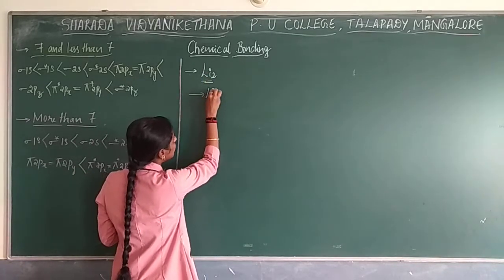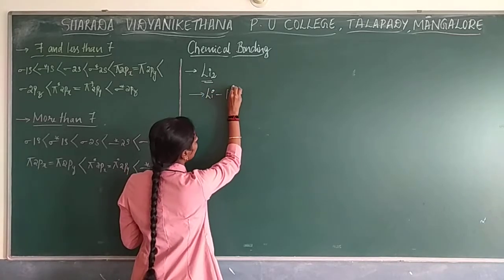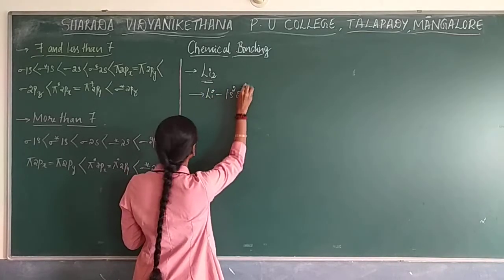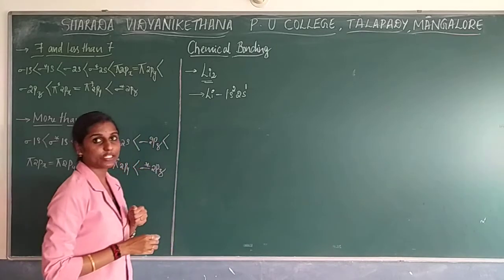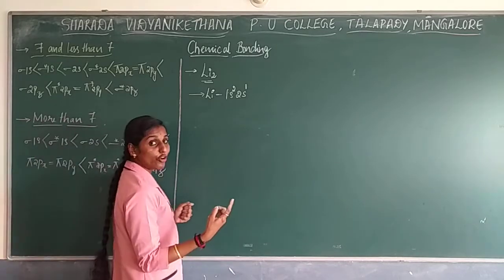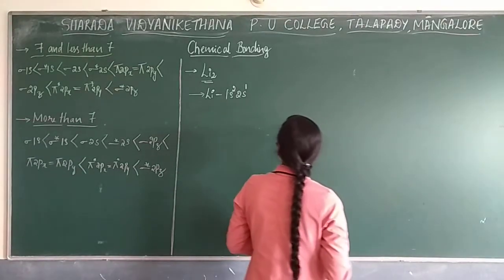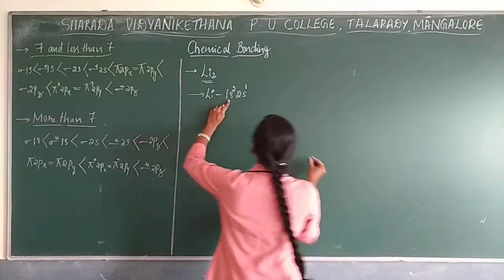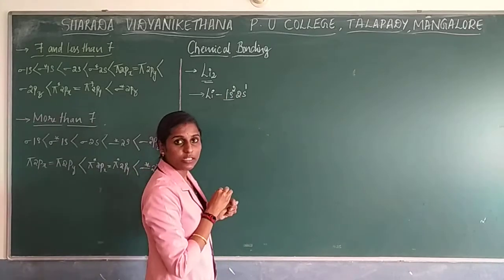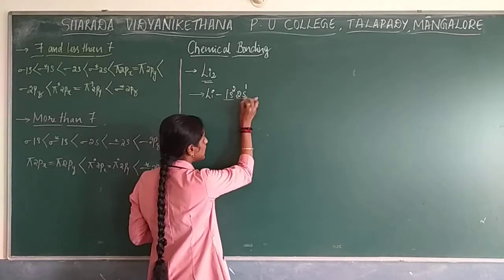First, take one lithium atom and write its electronic configuration: 1s2, 2s1. The next step is to draw the molecular orbital structure. Lithium has 1s as well as 2s present.